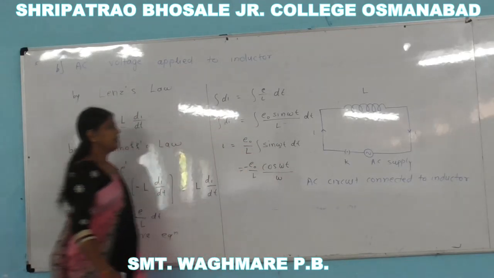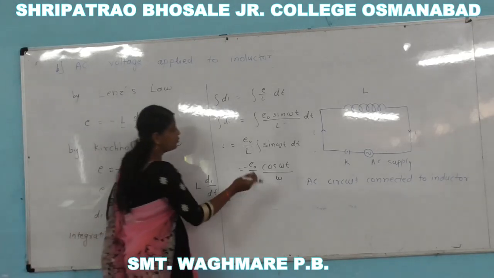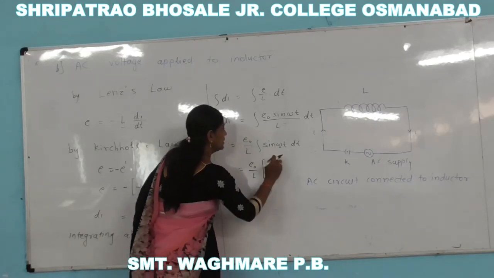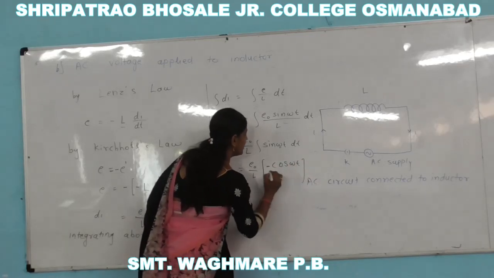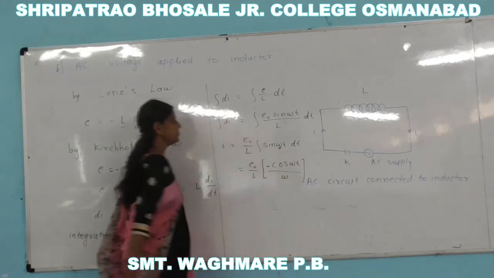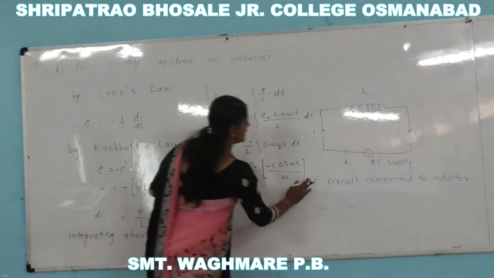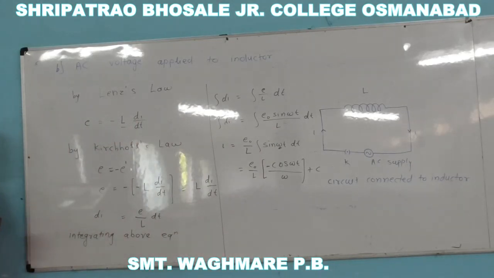Integration of sin omega t is equal to minus cos omega t divided by omega. Or also we can take it this way: integration of sin omega t is equal to cos omega t divided by this omega here. Now we can write the constant of integration here, plus C. C is the constant of integration.